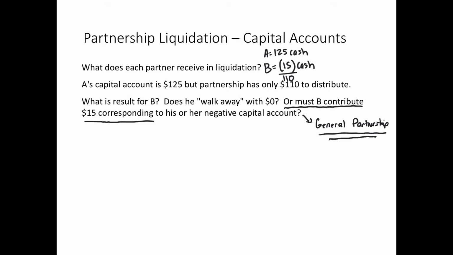But because it's a general partnership, you still have to look at what's in the partnership agreement, because the partnership agreement is what's the rules. But if it's silent, under state law in almost all the states, B is going to have to contribute $15 cash to the partnership, bringing this balance to zero, and now the partnership has 125, and then A gets the full 125 cash. So basically, B pays 15, bringing it to zero, and then 125 goes to A. So B makes that payment. That's really how it would work out.